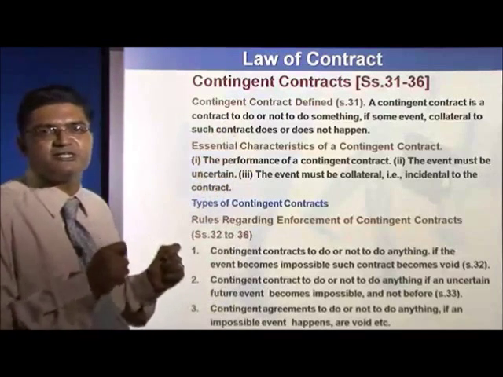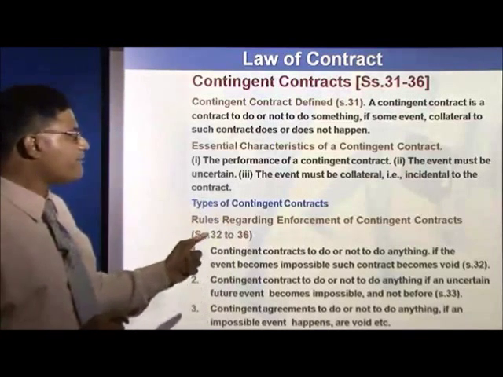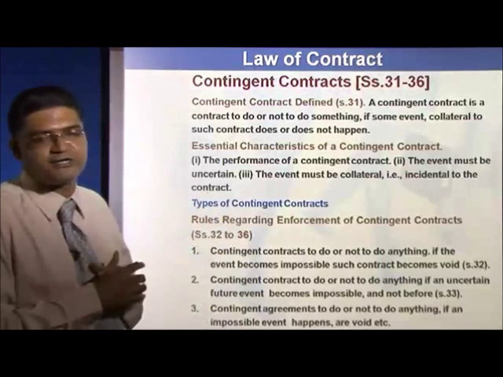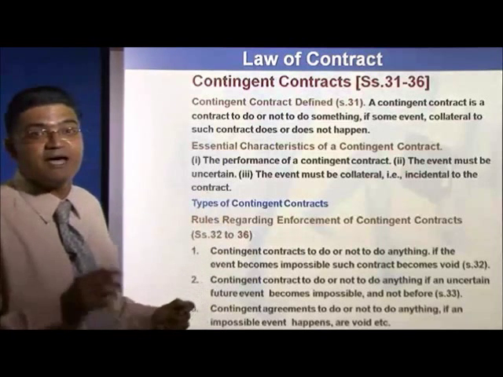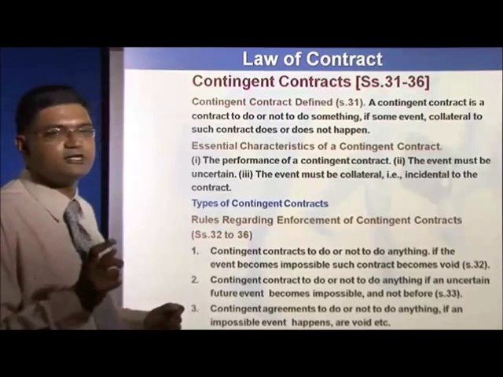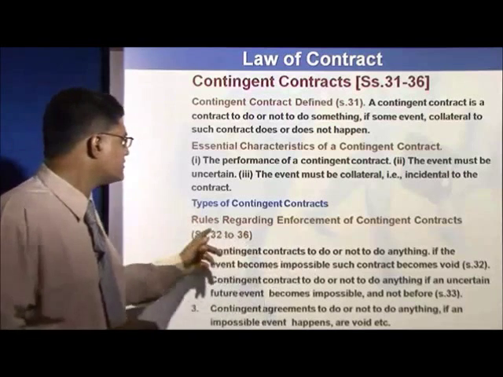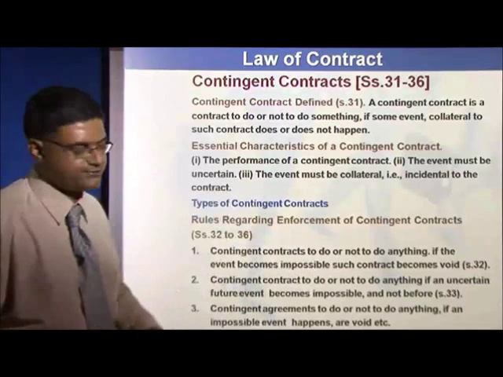Now, what are the essential characteristics of a contingent contract? The event must be uncertain, and the event must be collateral, that is incidental to the main contract. Now, the Act also stipulates what are the various types of contingent contracts.